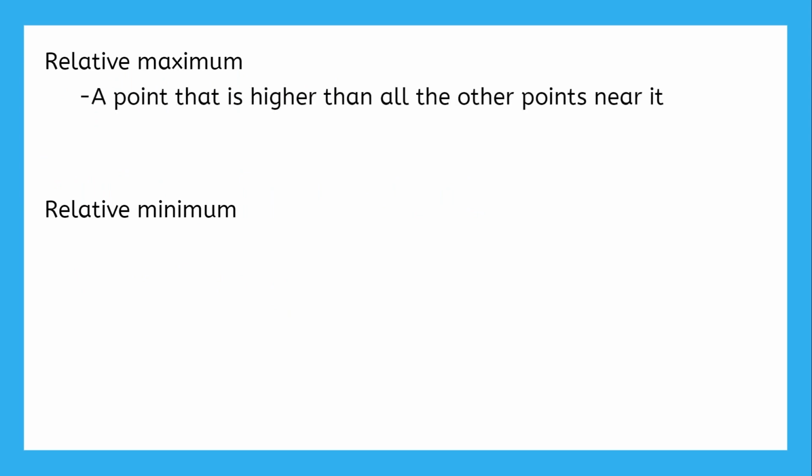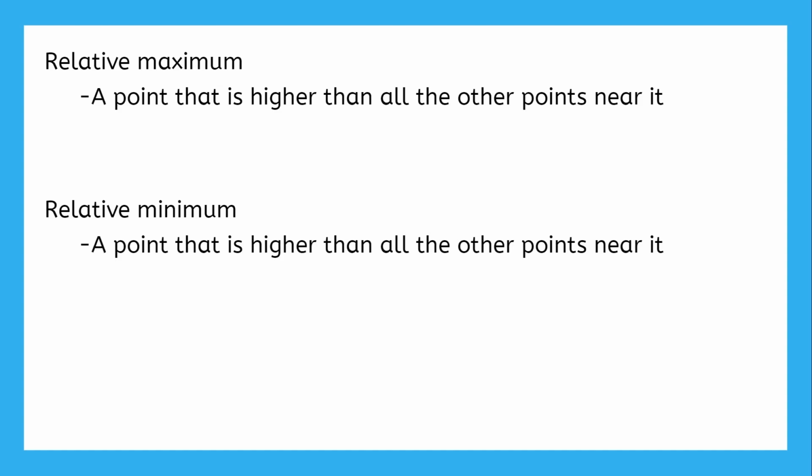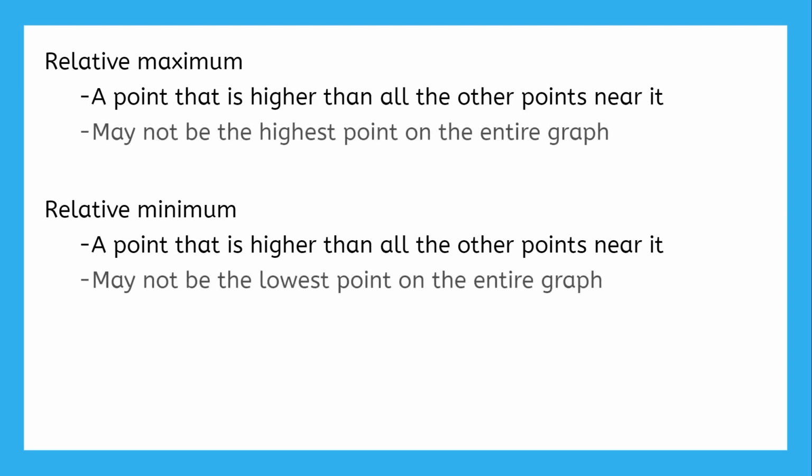A relative maximum is a point that is higher than all the other points near it. In contrast, a relative minimum is lower than all the points near it. If a graph is super wavy going up and down multiple times, a relative maximum or minimum may not be the absolute highest or lowest point on the whole graph.